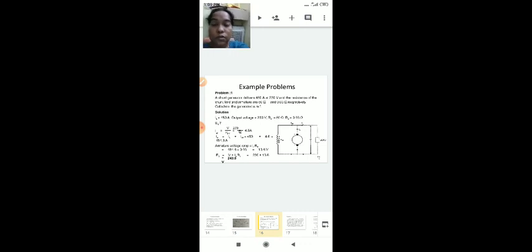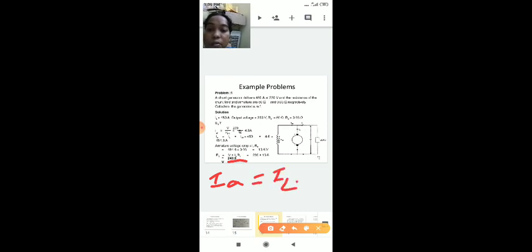This problem is about a shunt generator. In our given data, they are given as 450, voltage 230, RSH, RA. We don't know the value of IA first. EG is the formula of what? V plus IA RA. Our intention is to find the IA value. IA is a combination of what? IL plus ISH.